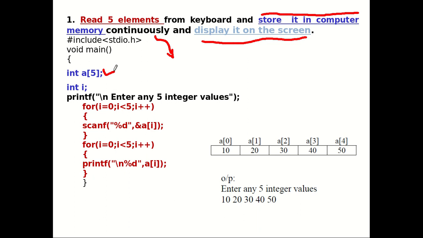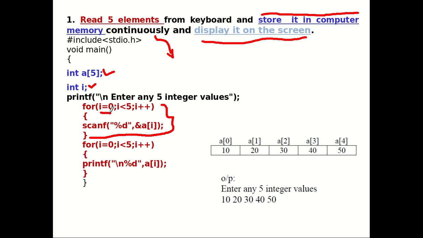So we are declaring an array of name a of type integer. The maximum size is 5, meaning 5 elements can be stored in memory locations, and one more variable i. Every time i will be incremented and it will be pointing to the memory locations to store a value and to read a value from the memory location. So this particular line will read an element from the keyboard and will store it in computer memory.